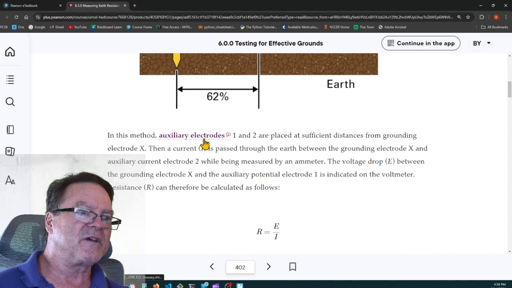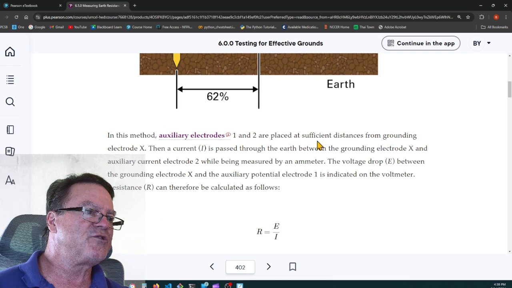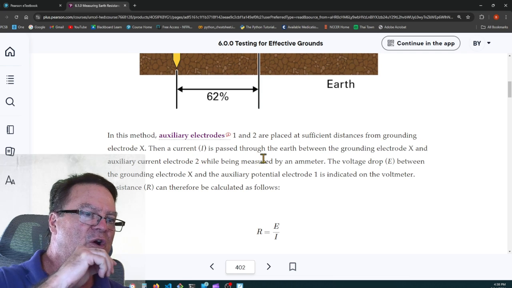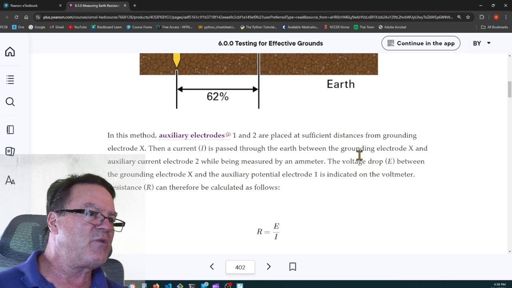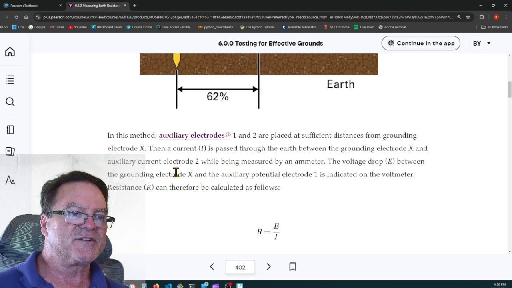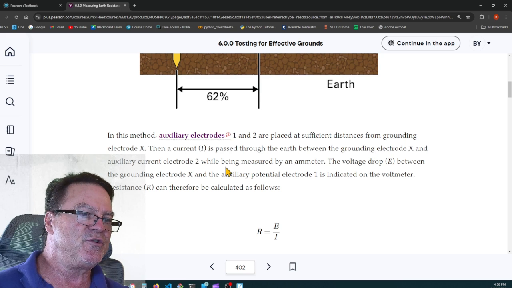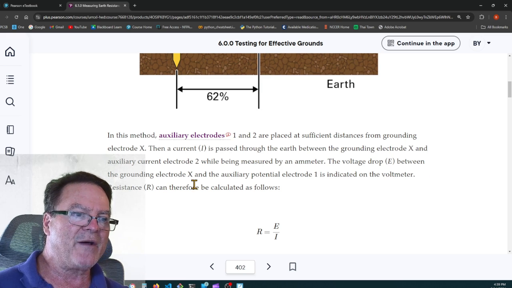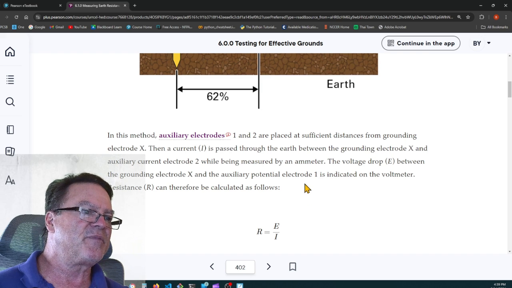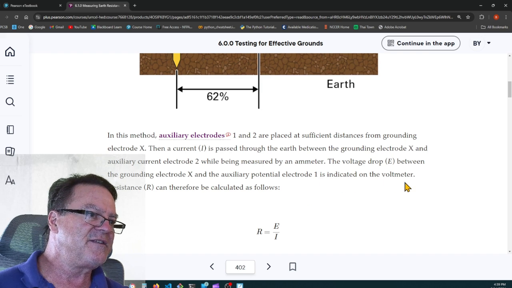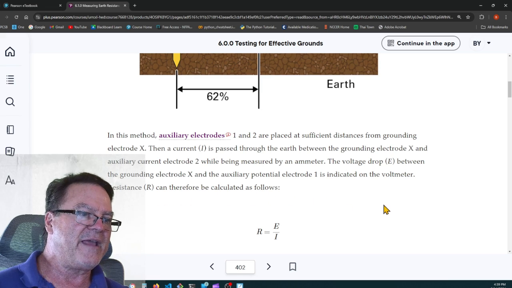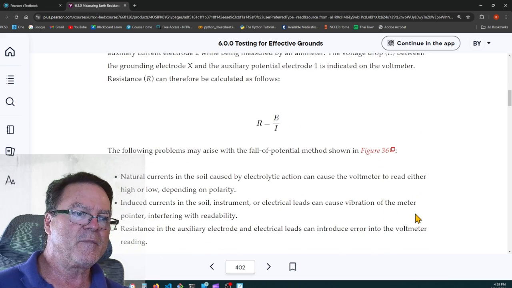graph. In this method, auxiliary electrodes 1 and 2 are placed at sufficient distances from the grounding electrode X. Then a current is passed through the earth between the grounding electrode X and the auxiliary current electrode 2 while being measured by an ammeter. The voltage drop between the grounding electrode X and the auxiliary potential electrode 1 is indicated on the voltmeter. It can therefore be calculated as follows.